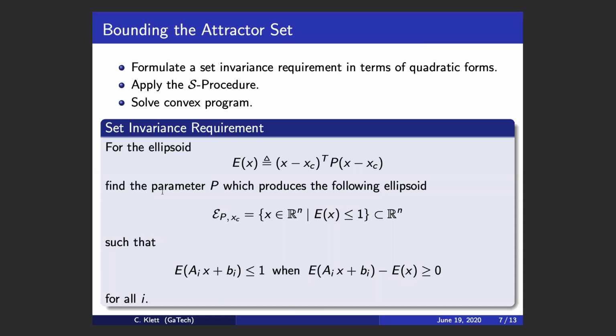So what we're going to do in order to get that is follow a procedure that's pretty familiar to nonlinear systems analysis. We're going to formulate a set invariance requirement in terms of quadratic forms, apply the S procedure, and then solve a convex program. For the set invariance requirement, we're going to look at an ellipsoid parameterized by a positive definite matrix P and ellipsoid center xc. We want to search for an ellipsoid that satisfies E(x) less than or equal to 1, such that this statement right here applies, which says that when an additional time step increases the size of the ellipse, the state should still fit within the one level set of the ellipse for all i.